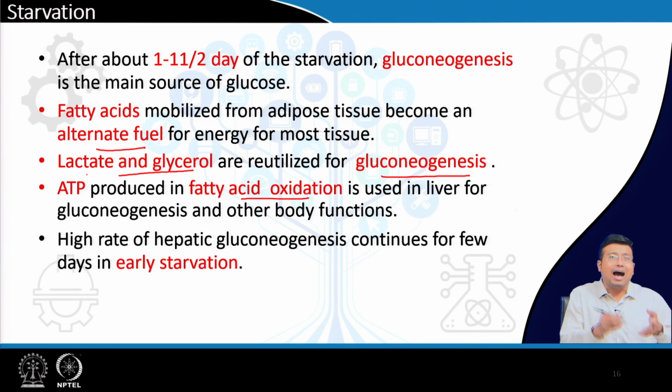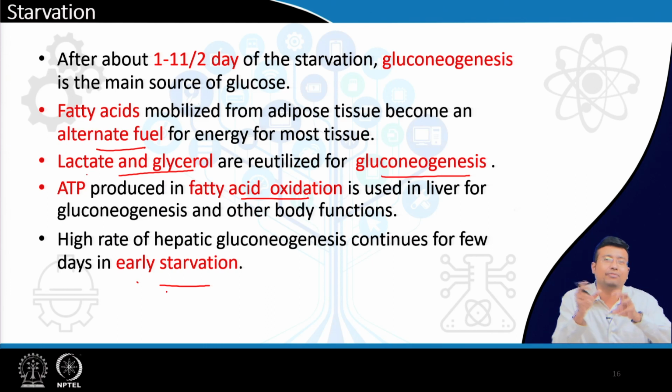And what happens? A high rate of hepatic gluconeogenesis continues for a few days in early starvation. So, in the first few days, hepatic gluconeogenesis is very high. Somehow the liver tries to catch hold of any substrate that can be converted to glucose, and it converts it to glucose to maintain glucose homeostasis, or the blood level of glucose.